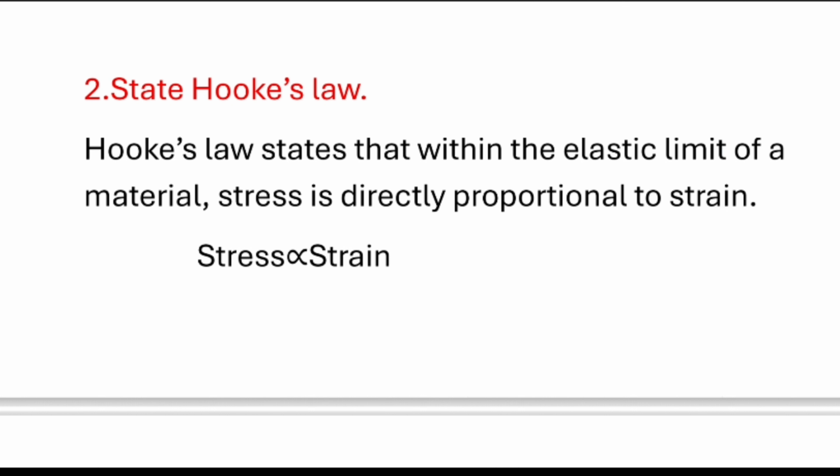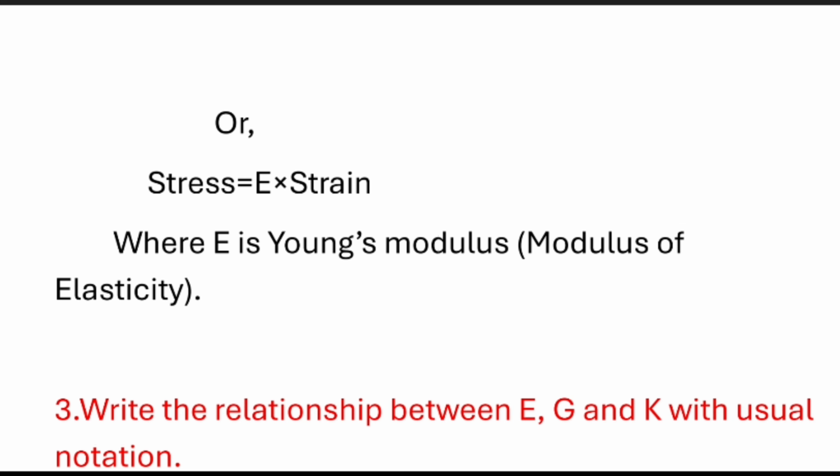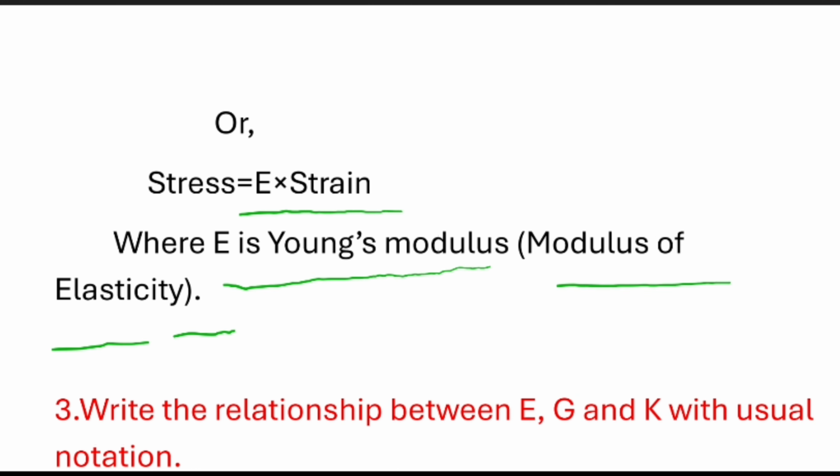Next is state Hooke's law. If you see the Hooke's law statement: within the elastic limit of the material, stress is directly proportional to strain. You can write this: stress is directly proportional to strain. Then stress is equal to E into strain. So here E is Young's modulus or modulus of elasticity.